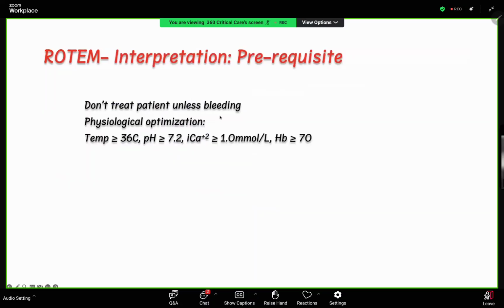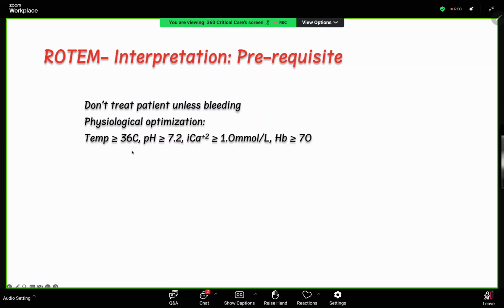Now for prerequisite, the thing that you remember clinically is you don't treat the graph, you treat the patient. If the patient is not bleeding, you don't have to do a ROTEM and you don't have to treat it. But first and foremost thing is to optimize the basic needs for coagulation that we talked about, because ROTEM is very dependent on these, and it is measured at a normal condition where the temperature is body temperature, pH is normal, calcium is normal, and hemoglobin is normal.